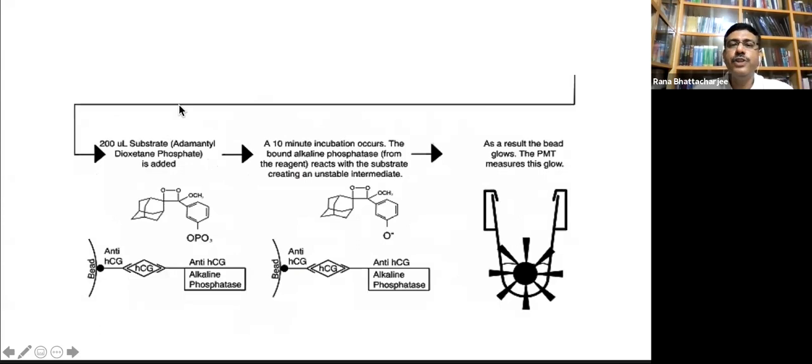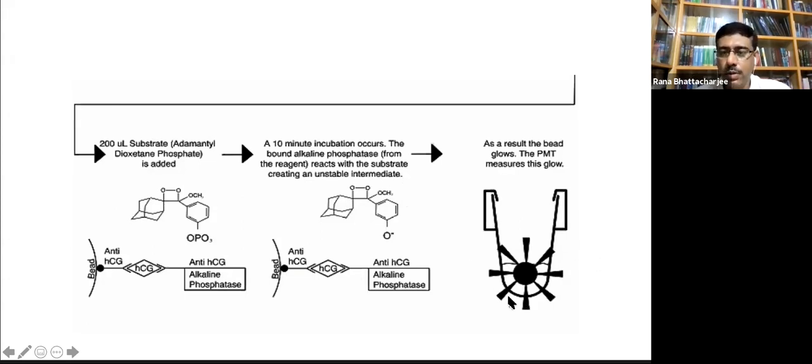Then the substrate is added after the washing, and the substrate contains a molecule known as adamantyl dioxetane phosphate. Now this particular molecule, when it is acted upon by the alkaline phosphatase which is attached to the anti-HCG antibody, breaks down and forms a substance which is luminescent. So as it is chemically split and luminescence is formed, that's why it's called the chemiluminescence assay.